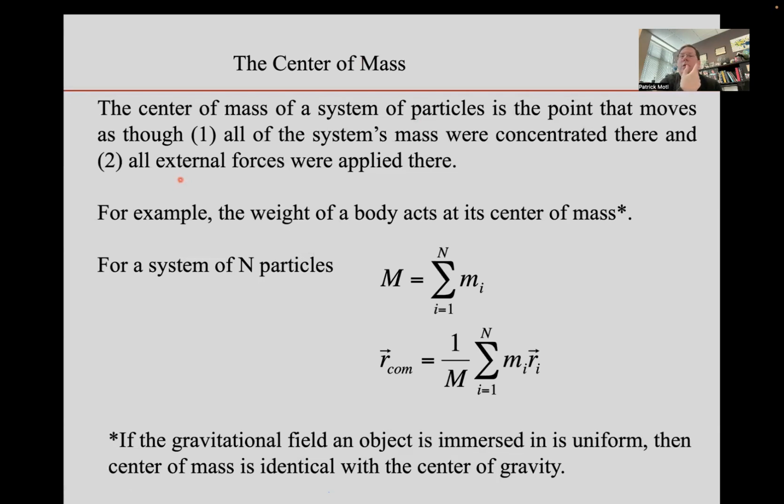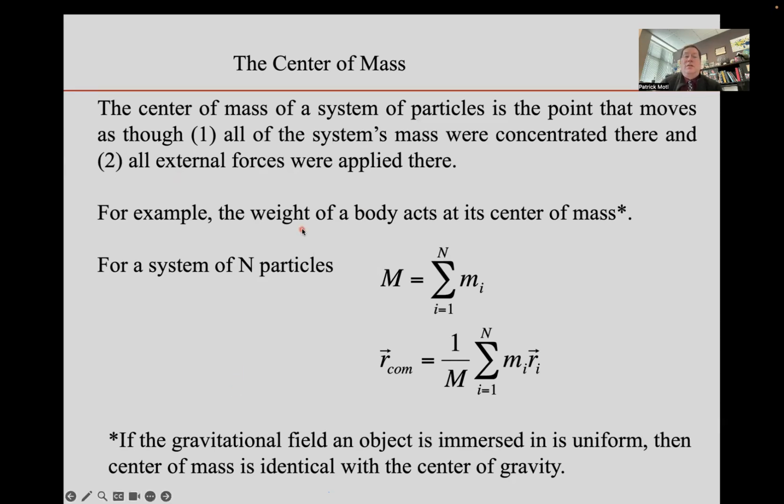You might have heard the term the center of gravity. If the system of particles is in a uniform gravitational field, then center of mass and center of gravity are identical. They'll be at the same location. If the gravitational field is varying, then center of mass and center of gravity could be different things. So just keep that in the back of your mind as a possible complication that can arise. But we're talking about things like near the surface of the Earth. The gravitational field is pretty uniform for any sort of system.